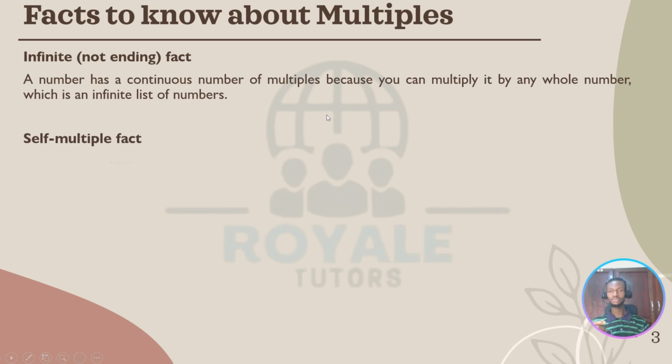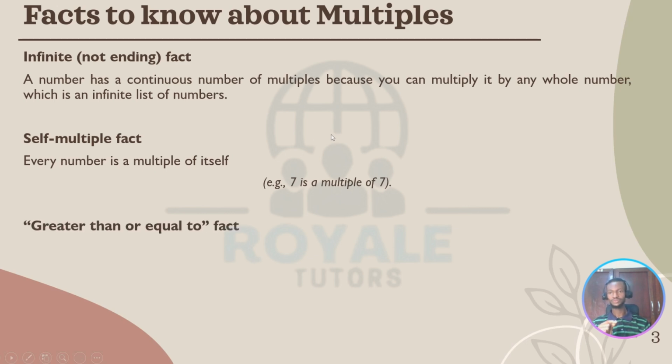Then, a number is a multiple of itself. So 7 is a multiple of 7. As a matter of fact, 7 is the first non-zero multiple of itself. Don't worry, I will explain that as we continue in this video.